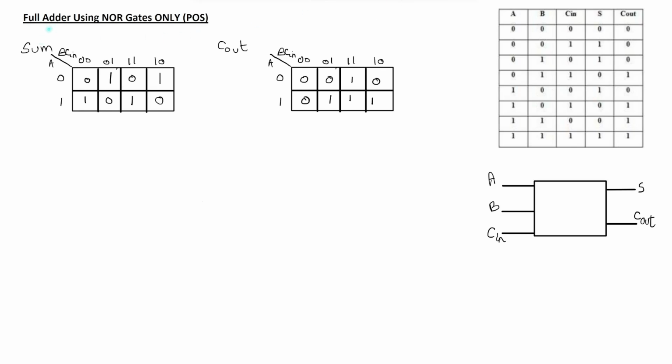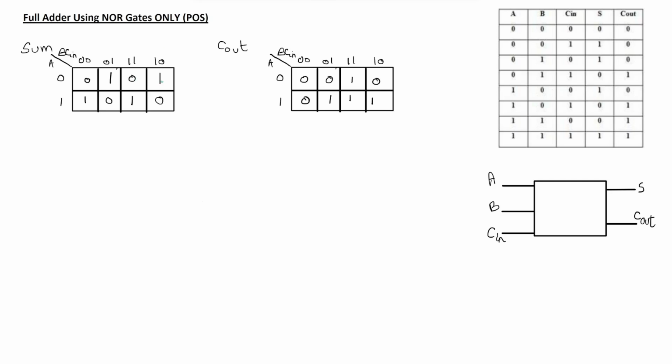Hello everyone. In this video, let's learn how we can design a circuit for a full adder using NOR gates only. For NOR gates, we can start with the product of sums Boolean expression for the sum and for the cout, and we can use a K-map to get the minimal form. So let's see how we can do this.